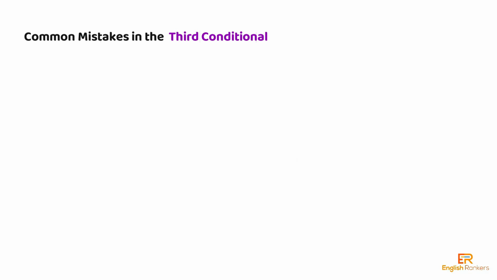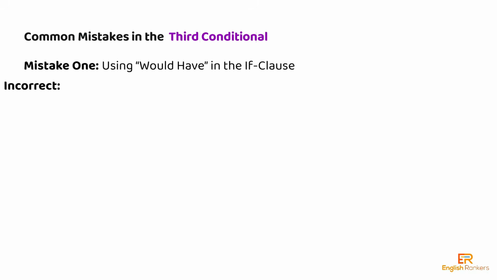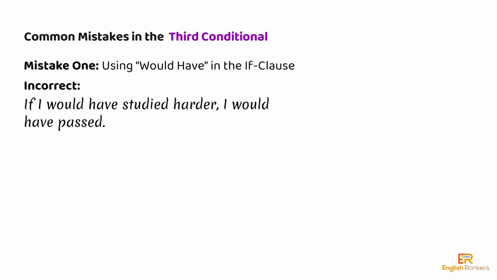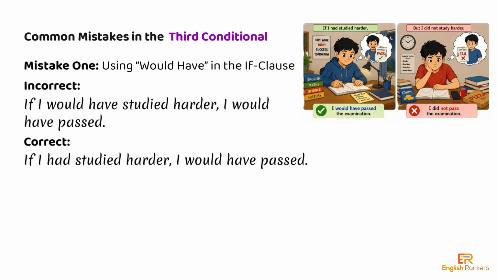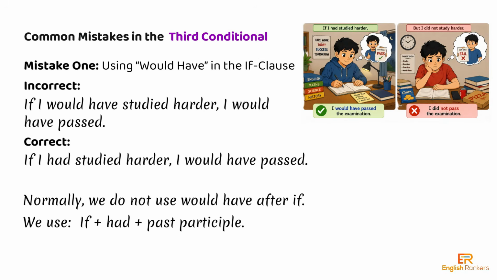Common mistakes in the third conditional. Let us now look at some common mistakes. Mistake 1. Using would have in the if clause. Incorrect: If I would have studied harder, I would have passed. Correct: If I had studied harder, I would have passed. Normally, we do not use would have after if. We use if plus had plus past participle.